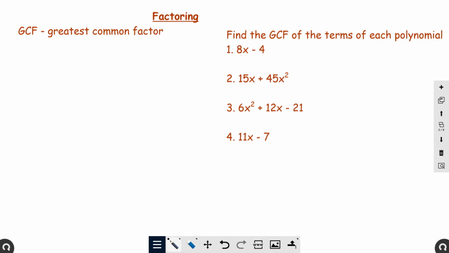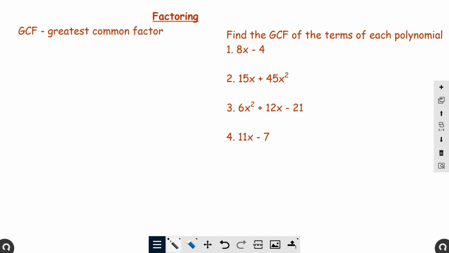GCF, greatest common factor. What does greatest common factor mean? That's right. It is the greatest number that goes into all the terms that you have. And a lot of times we just have 2 terms, but sometimes we have 3. So it's the biggest number that goes into all of that. So over here we have 4 polynomials, and we are going to find the GCF of all 4 of these. Okay, so think about what is the biggest thing that goes into every term.